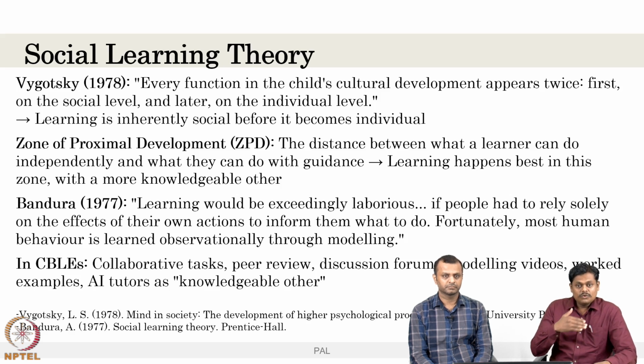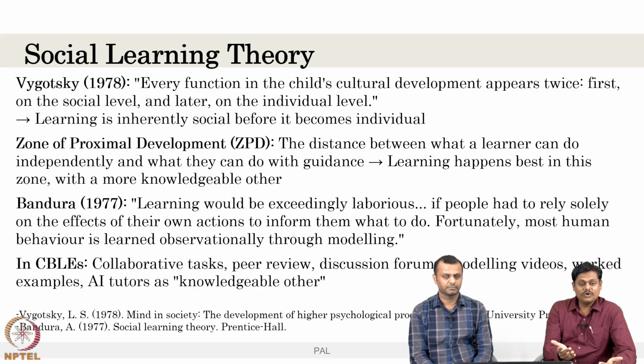Then again, new concepts are laid down, which is the zone of proximal development. This term itself is self-explanatory and it is a very beautiful theory. It is the distance between what a learner can do independently and what they can do with guidance. Guidance here is a support or help we can provide. In the learning sciences, that guidance or help is called a scaffold. So learning happens best in this zone, which is called the zone of proximal development.